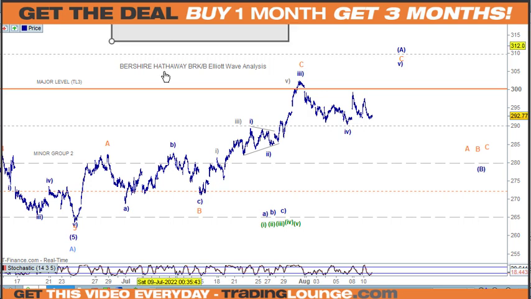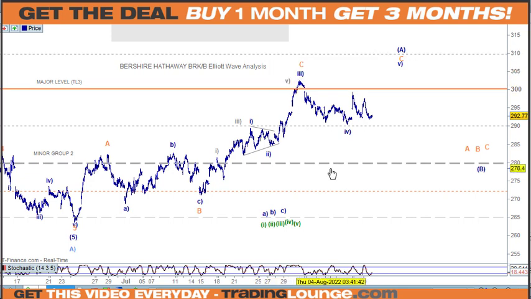And Berkshire Hathaway here. I've counted this up here much the same as the A, the B here, and then 1, 2, 3 and 4 here. I know that we could count this as being 1, 2, 3, 4 and 5 here and having a top in play, but that wouldn't be in sync with the rest of the market. So I'm thinking that we still need to go up here.